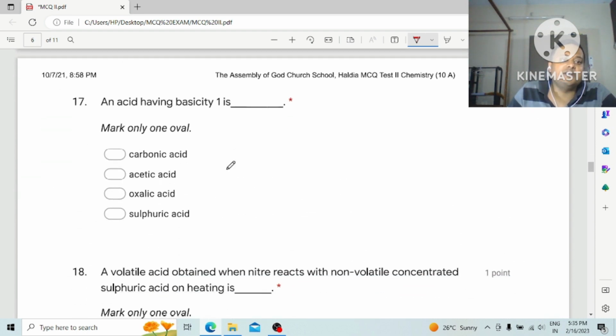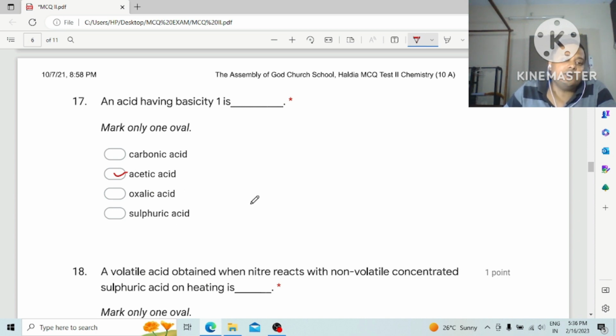Acid having basicity 1. Basicity means the number of replaceable hydrogens per molecule. Remember that, per molecule. Carbonic acid H2CO3 has 2 replaceable hydrogens, so it is dibasic. Acetic acid has 1 replaceable hydrogen. Although it contains 4, the 3 hydrogens attached to carbon are not replaceable. Only the hydrogen attached with oxygen is replaceable, so it is a monobasic acid.